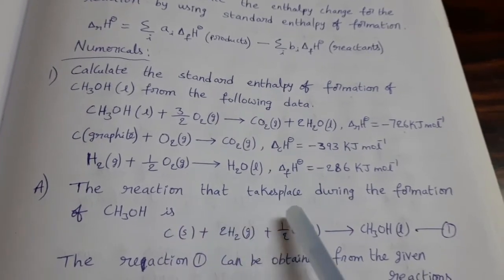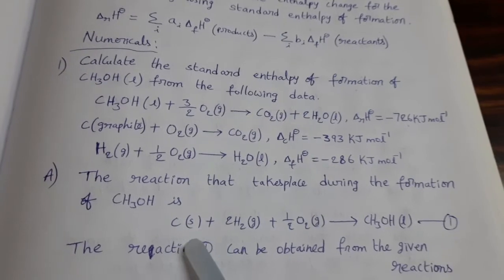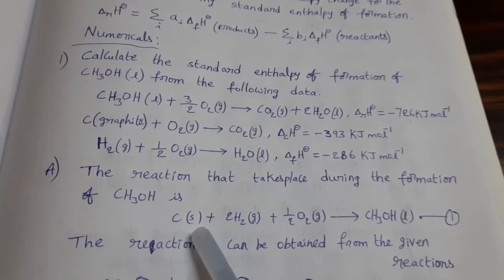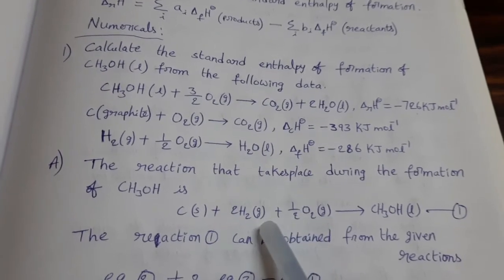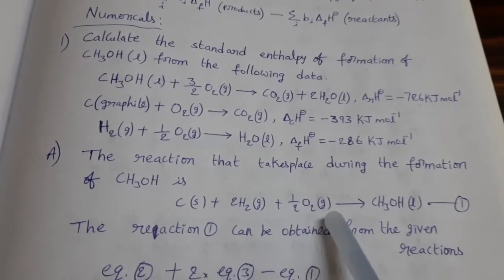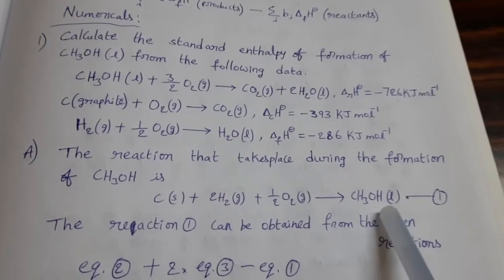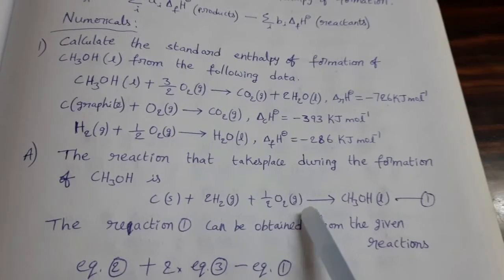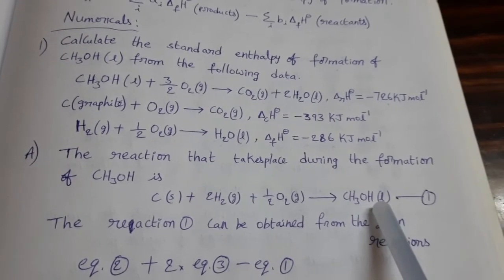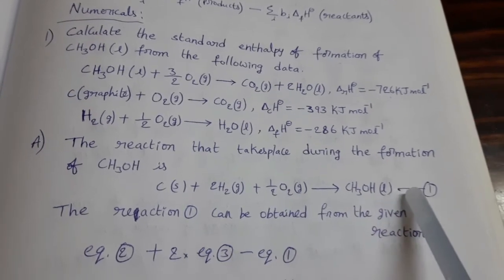The reaction that takes place during the formation of CH3OH is carbon in solid state, C plus 2H2 in gaseous state plus half O2 gaseous state gives rise to CH3OH in liquid state. So this is the required equation. For this reaction, delta FH0 we should calculate. Let it be equation 1.